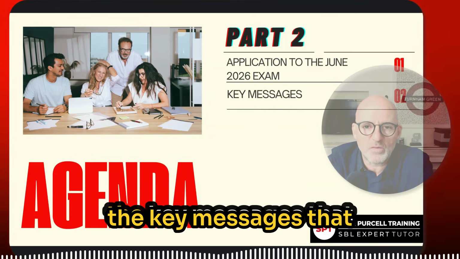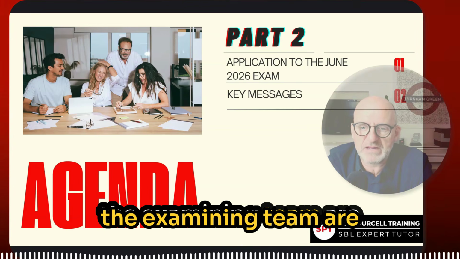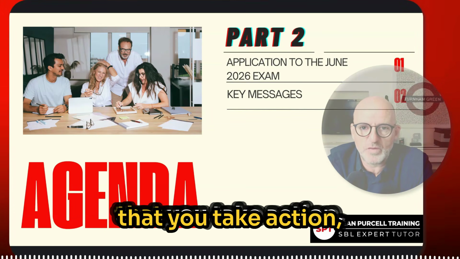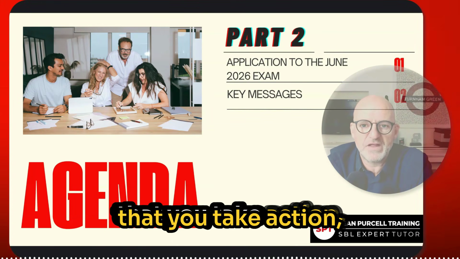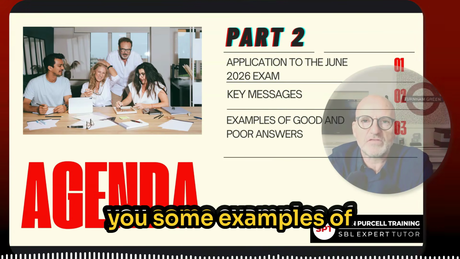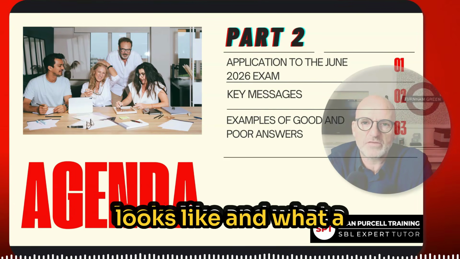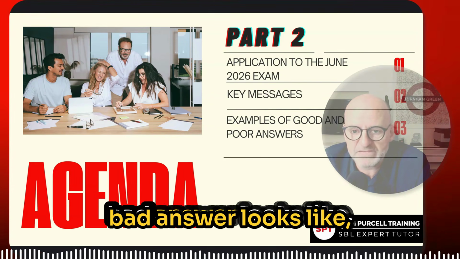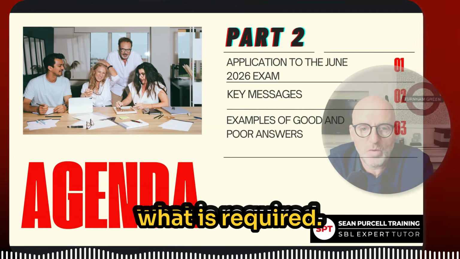We're going to pick on the key messages that the examining team are sending to make sure that you take action. And I'm going to give you some examples of what a good answer looks like and what a bad answer looks like, so you can understand what is required.